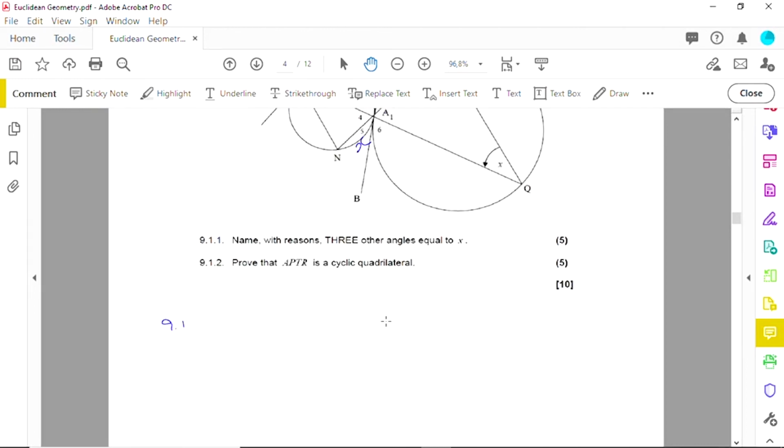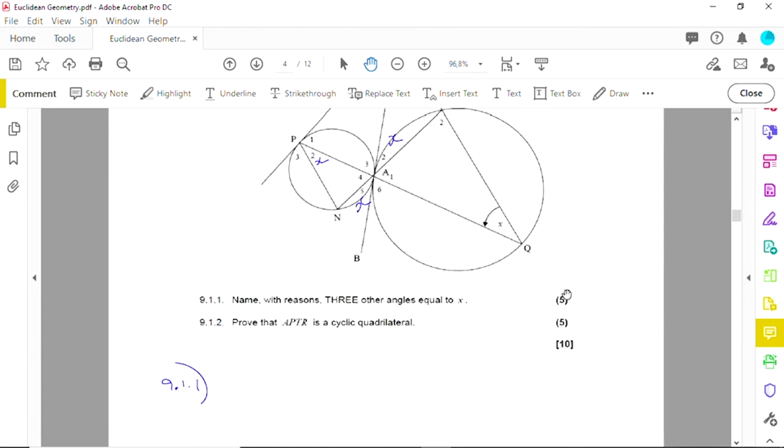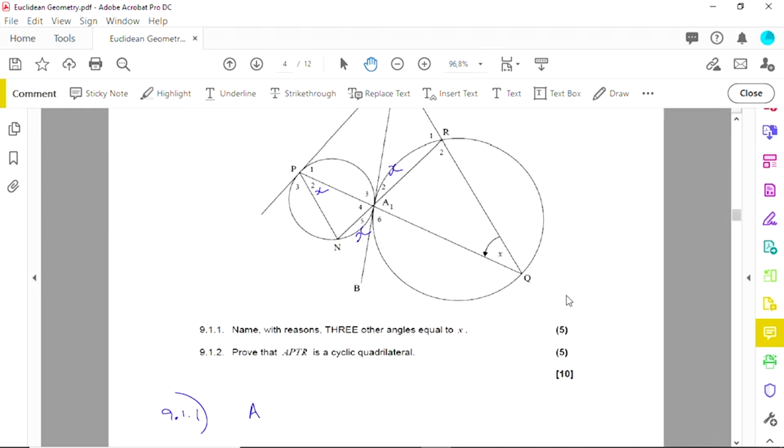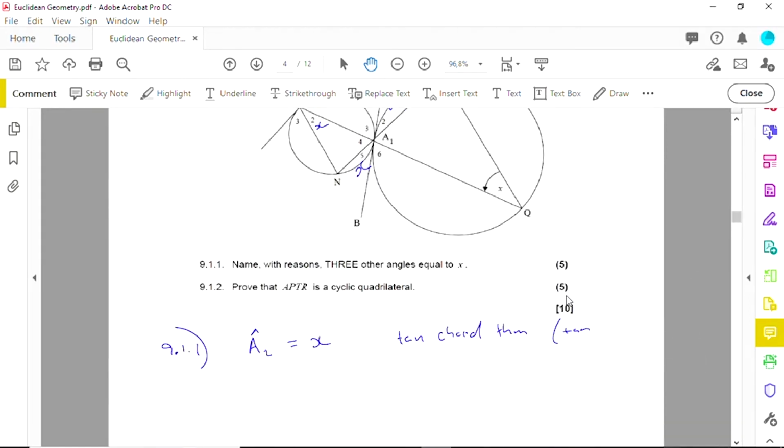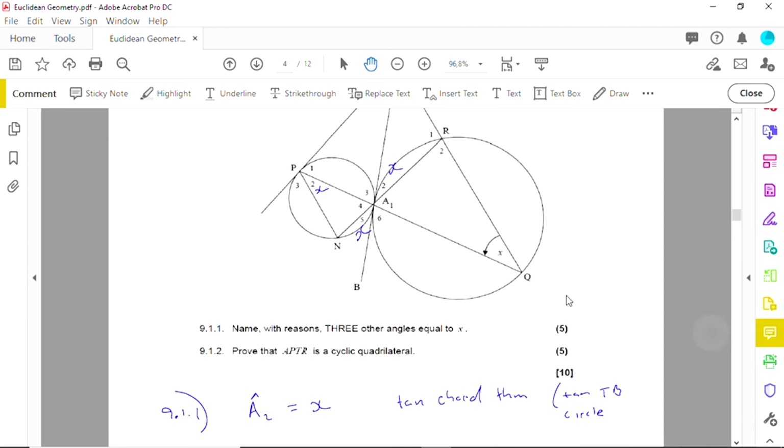So for 9.1.1, we said A2 is equal to X, and the reason was the tan quad theorem, a tangent TB on circle ARQ, just to be sure.